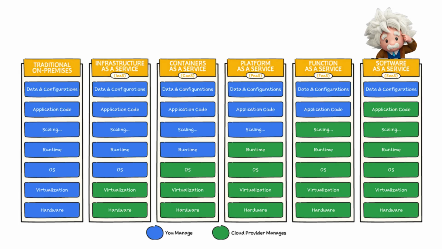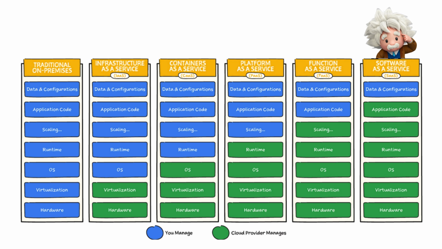Let's compare these cloud models. Infrastructure as a service gives you control over the basic infrastructure. You manage most things above the hardware, whereas a container as a service helps you run and organize containers. It lies somewhere between infrastructure as a service and platform as a service.